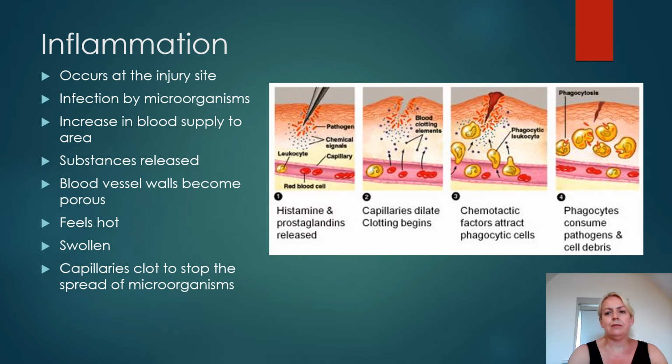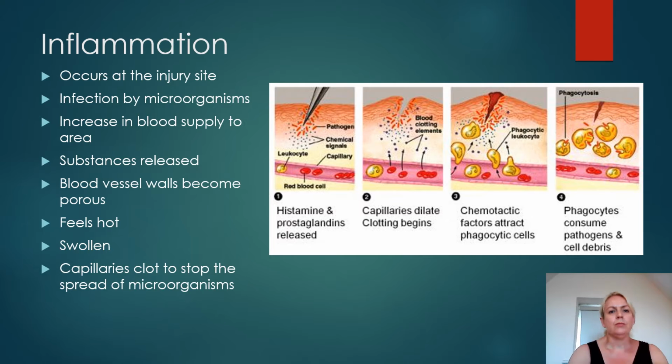Inflammation occurs at the site of an injury. It's an infection by microorganisms which have entered the skin. The swelling occurs due to an increased blood supply to the area. This is to help to heal it. Also, substances are released to assist with the healing process. The blood vessel walls become more porous, allowing more blood to come into the area. It often feels very hot and swollen. The capillaries clot to stop the spread of the microorganisms as well. So your white blood cells would be coming into this area and killing off all these pathogens that have entered your system.